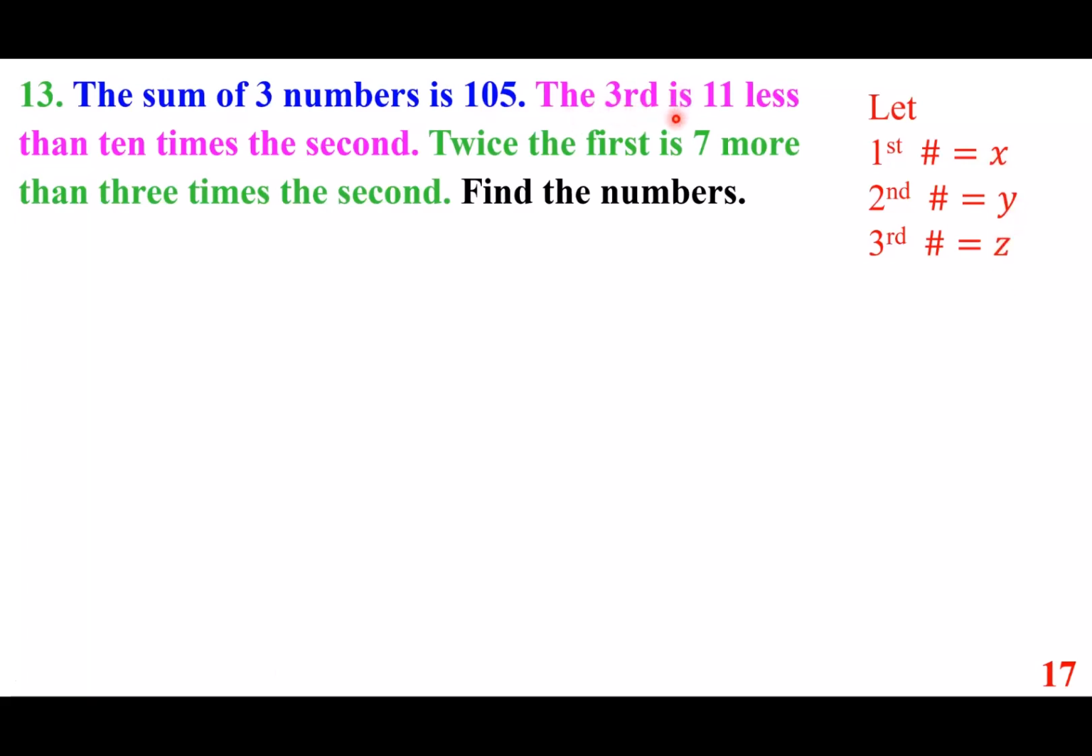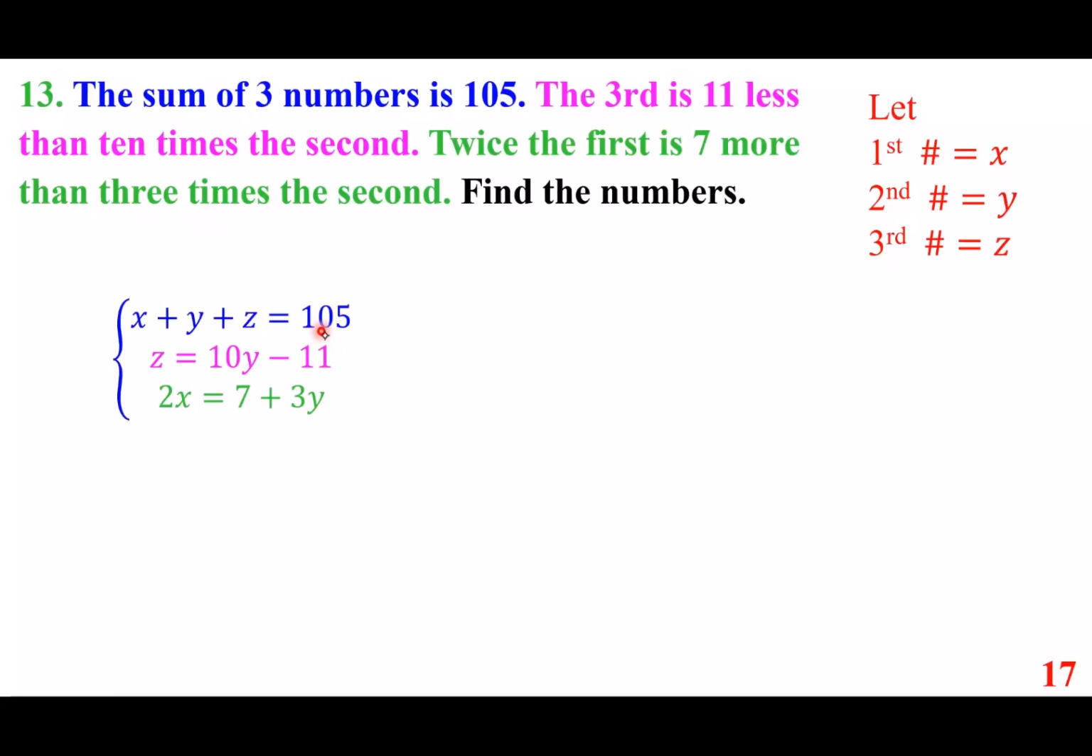This one says the third one, z, is equal to 11 less than 10 times the second one. Well, 10 times the second one is 10y, minus 11. Twice the first, 2x, equals 7 more than 3 times the second: 7 plus 3y, or 3y plus 7. So those are the three equations. As long as we have that translation, we should have no problem finishing it off.